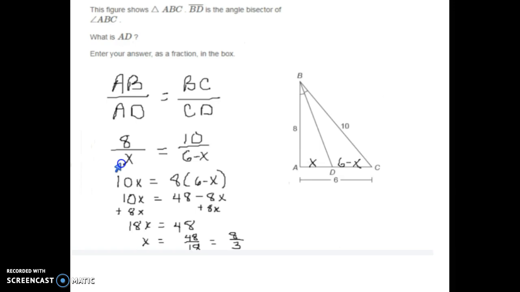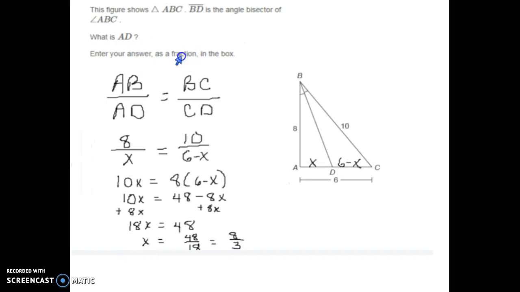So I'm going to plug in what we know. 8 over x is equal to 10 over 6 minus x. Cross multiply 10x, 8 times 6 minus x. 10x is equal to, make sure you distribute the 8. 8 times 6 is 48. 8 times x is negative 8x here. So I'm going to add 8x to both sides. So I get 18x is equal to 48. Divide both sides by 18. So I get 48 over 18. And 6 will go into both of those. And so I'm left with 8/3.